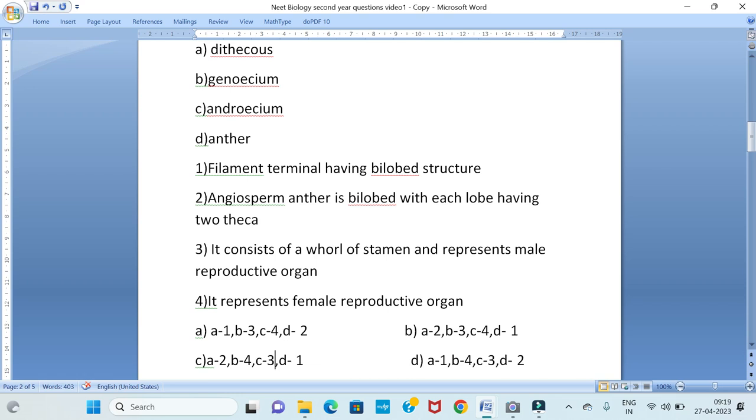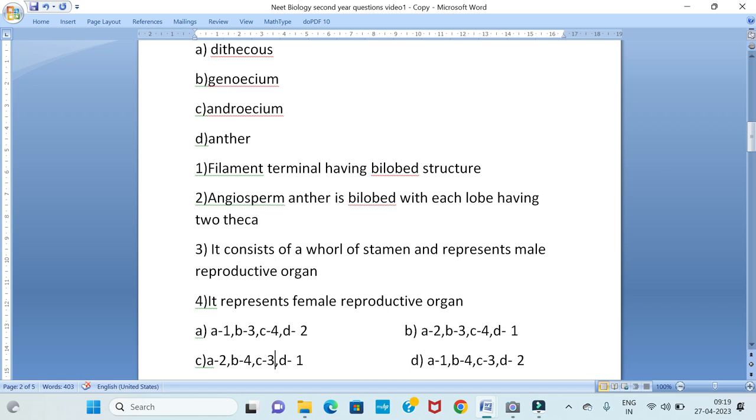A1, B3, A2. Answer is C. Answer is C. A2.